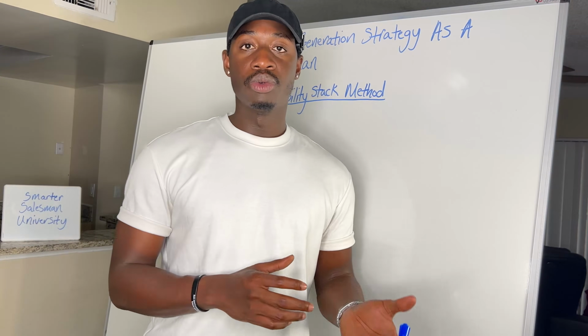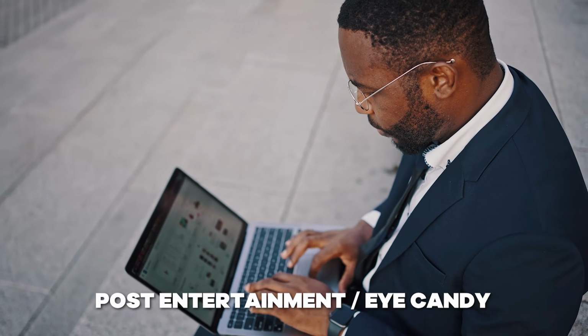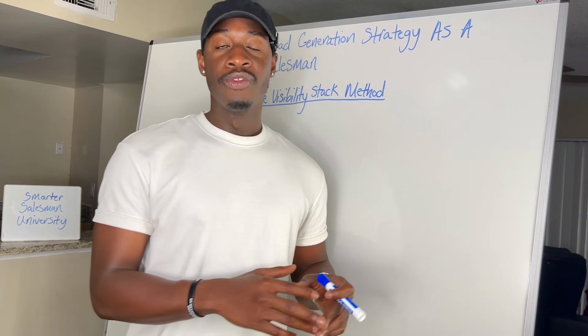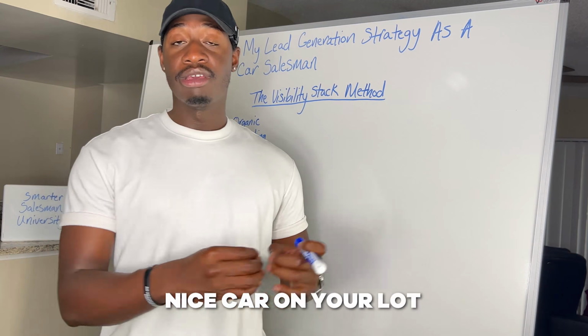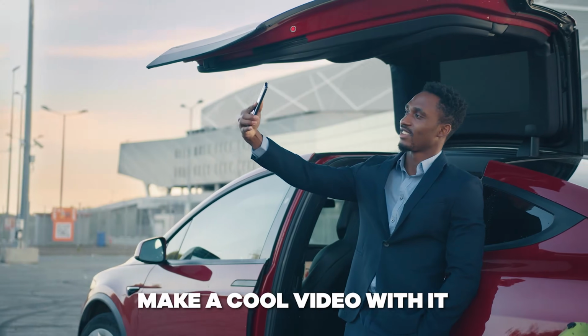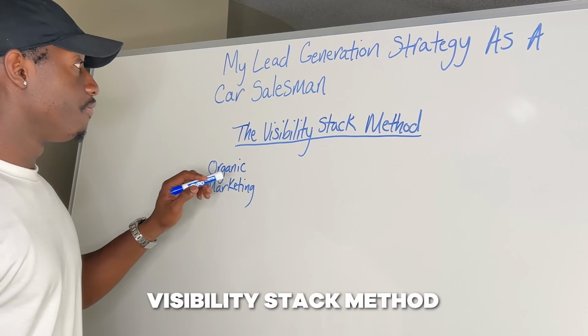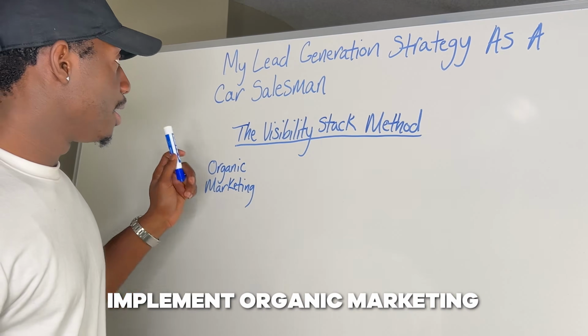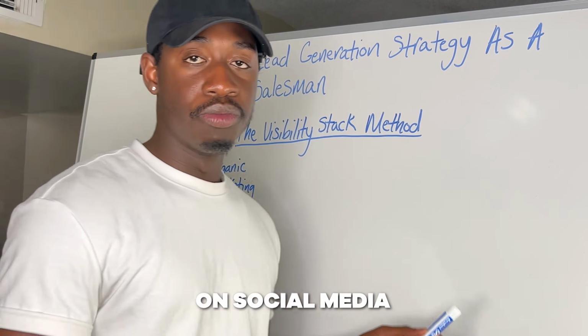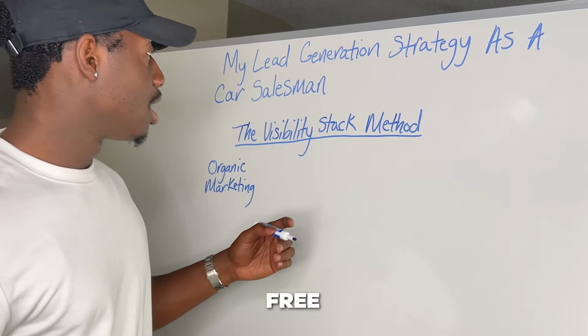There are other things you can do as well. You can post entertainment or eye candy type of content. I covered that as well. Maybe if you have a nice car on your lot, you can put it to the side and make a cool video with it, whatever the case may be. So that's the first part of the visibility stack method, to implement organic marketing on social media, which is free, by the way. It doesn't cost you anything to do.